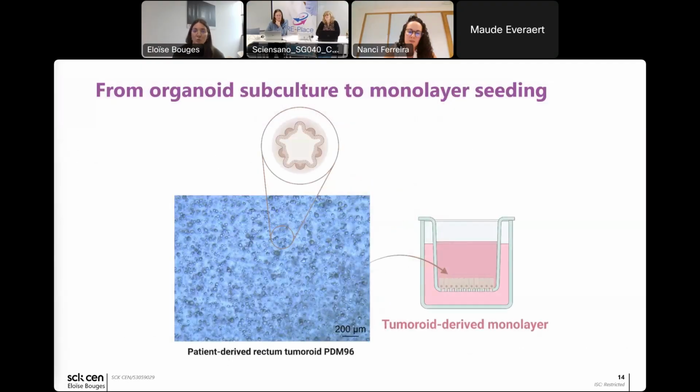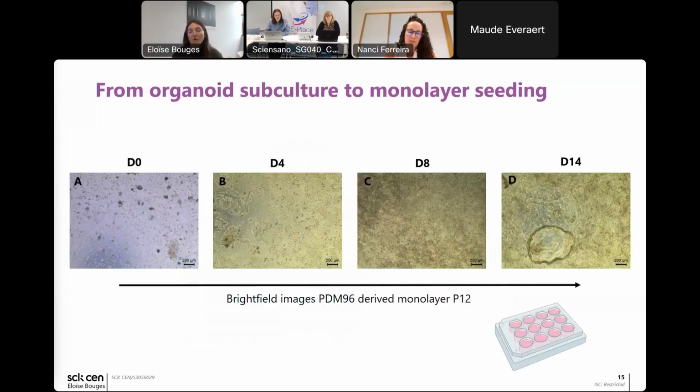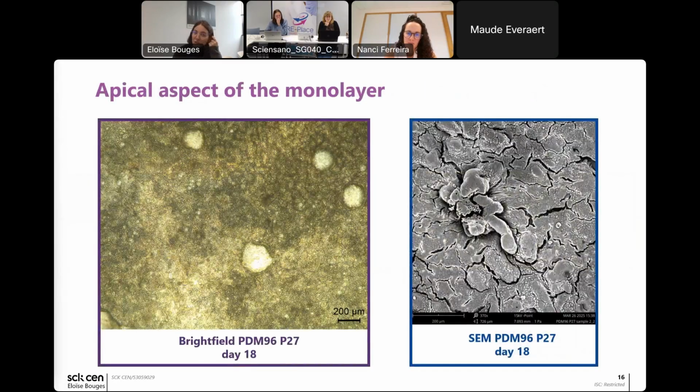So the first step is working with organoid subculture, so that you can then use them, fragment them, and seed monolayers, to have a little idea of what the monolayer looks like and how it's forming. So you can see here on this slide what it looks like from day 0, so basically after the fragments are seeded on the transwell, and how they are forming, slowly reaching confluence before we can use them.